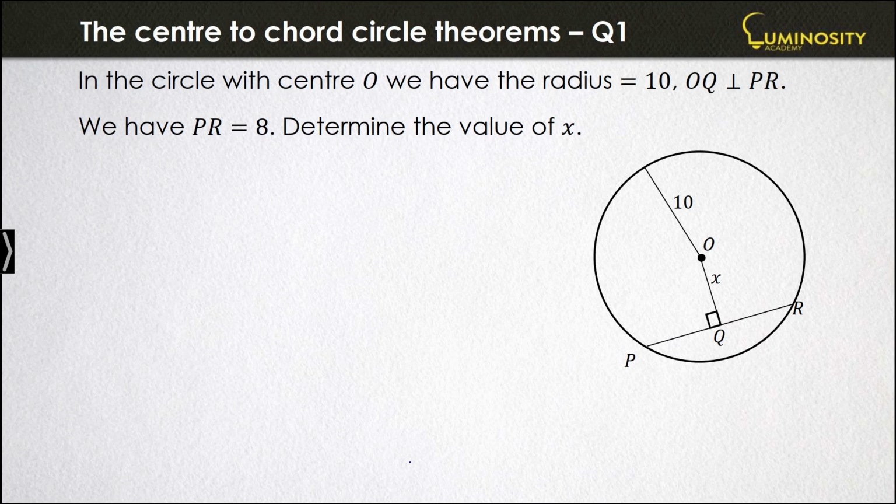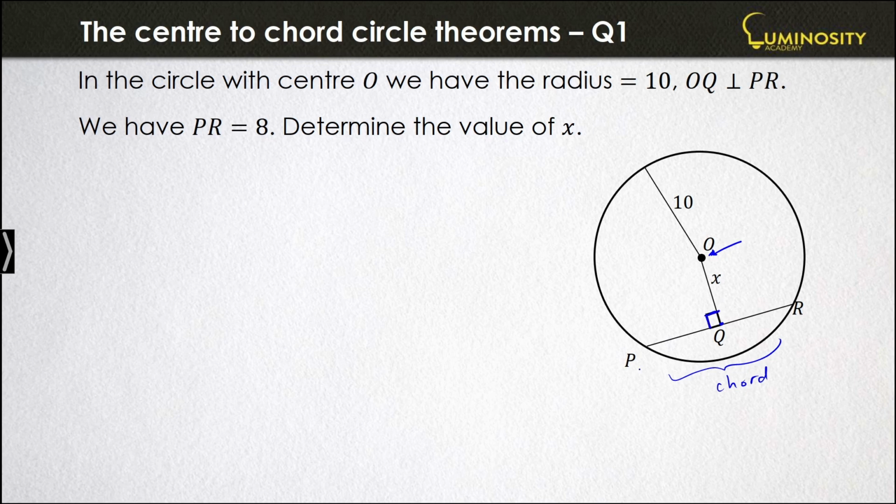So let's look at the information we were given. We were given the center of the circle. That is really important, because to use the center and chord theorems, we need a center and a chord, as the name suggests. We were also told that this line OQ, from the center to this point Q, is perpendicular to this line PR. The line PR is a chord of the circle, because it is a straight line connected by 2 points on the circumference of the circle. So we were given that it is perpendicular.